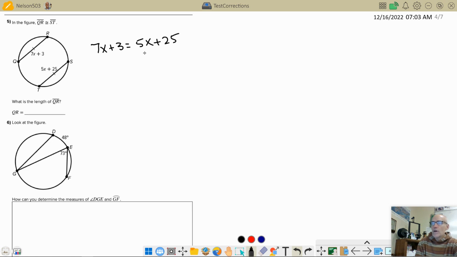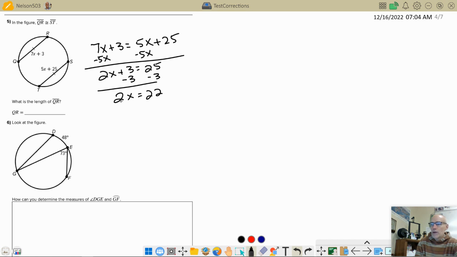All right, there it is. Now, if I subtract 5x from both sides, I'm down to 2x plus 3 equals 25, right? Did I do that correctly? Oh, yeah. Okay. So then I subtract 3 from both sides, and I'm down to 2x equals 22. Yep, did that arithmetic correctly. Divide by 2 on both sides, right?